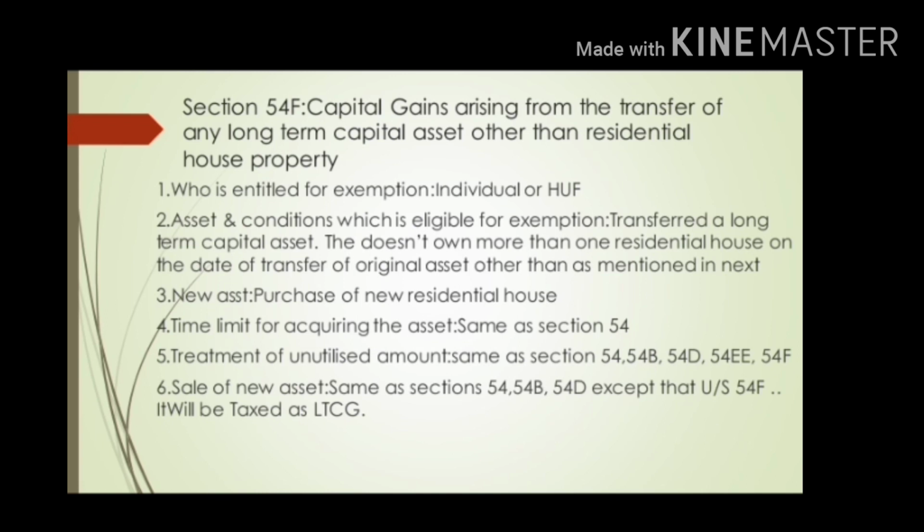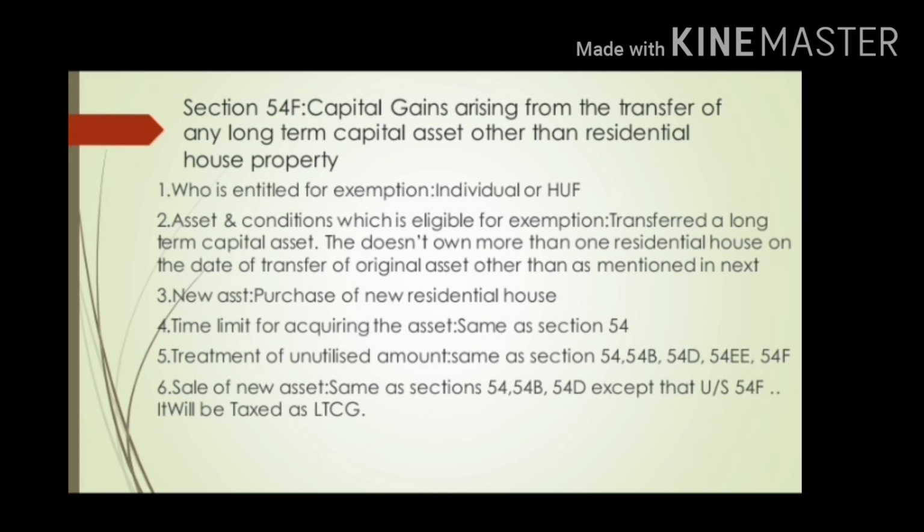Then section 54F. Here we are going to discuss the exemption of capital gains arising from the transfer of any long-term capital asset other than a residential house property. It is applicable to an individual or Hindu undivided family. Then the asset and condition which is eligible for exemption: the assessee has transferred a long-term capital asset other than a residential house, and does not own more than one residential house on the date of transfer of the original asset, other than as mentioned next.